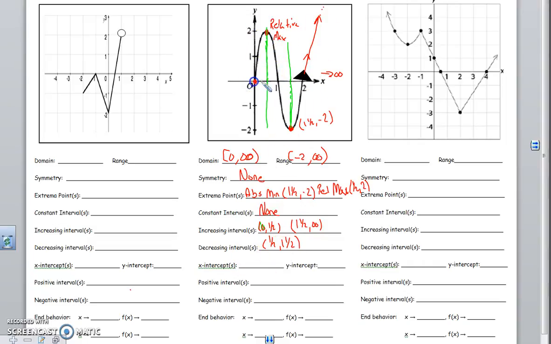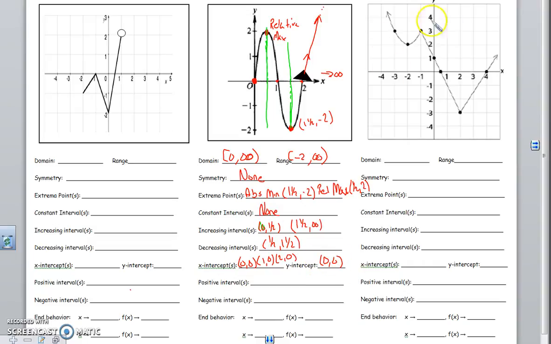X-intercepts, these should be easy now, where it crosses the x-axis. You've got 0, 0, 1, 0, and 2, 0. All right here. And there is one y-intercept also right there at 0, 0.